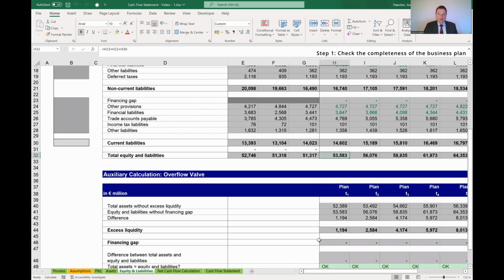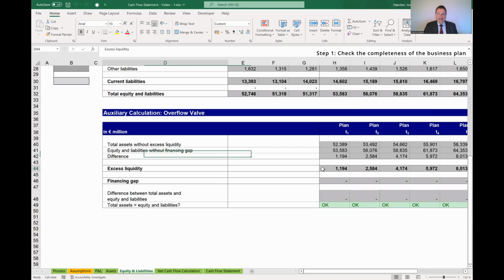We come up with two positions, the so-called excess liquidity and the so-called financing gap. So we're using the excess liquidity as an overflow valve to make sure the balance sheet is balancing. So that we are done. And now we want to create our cash flow statement. How can we do so? Well, we start with step number 2.